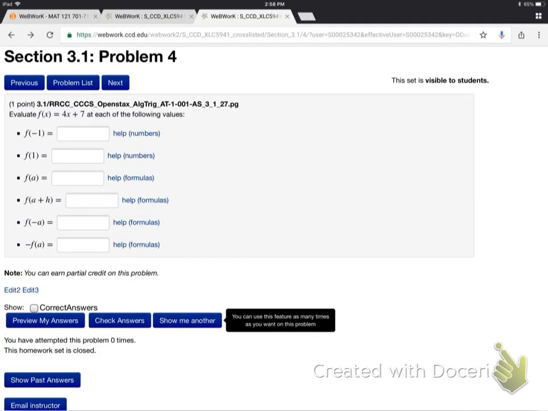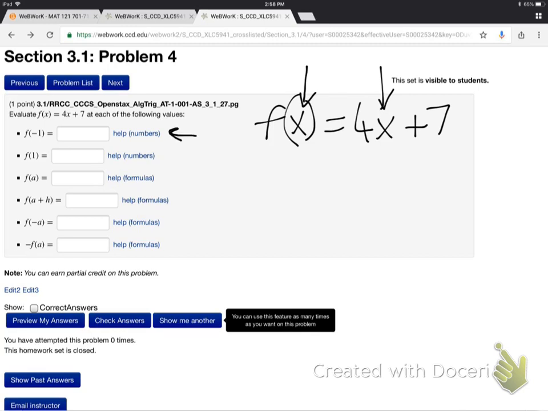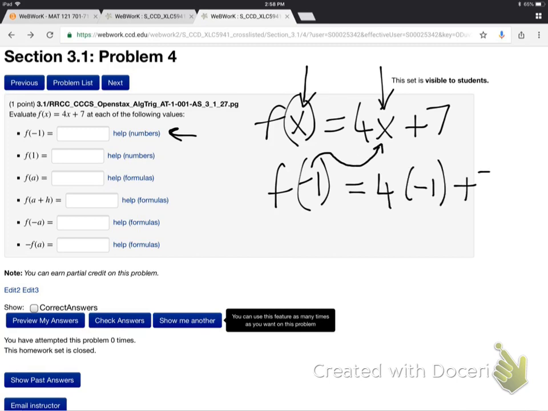Evaluate f of x equals 4x plus 7 at each of the following values. So this is written in function notation. The f of x equals 4x plus 7. So what we're saying here is it has an x in it, okay? So for the first one, if I do f of negative 1, that means put a negative 1 where the x is, okay? So 4 times negative 1 plus 7, that's negative 4 plus 7, that is 3, okay?